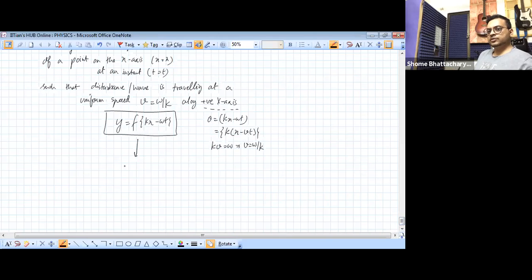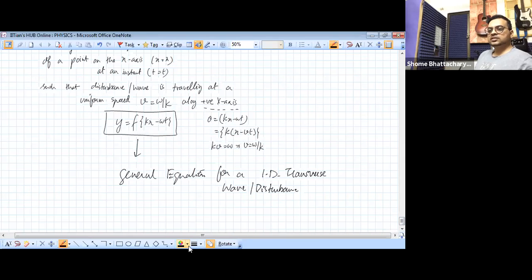So this type of equation becomes a general equation for a one-dimensional transverse wave or disturbance, and it's traveling along the positive x direction if the sign is minus.